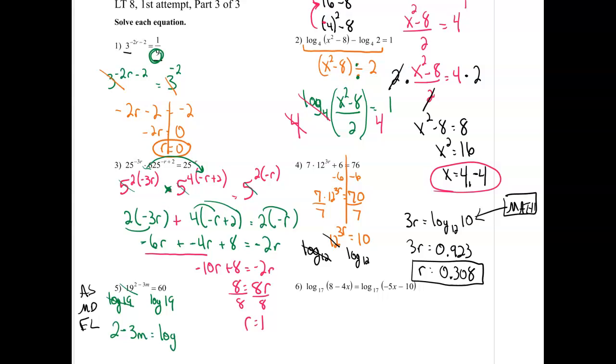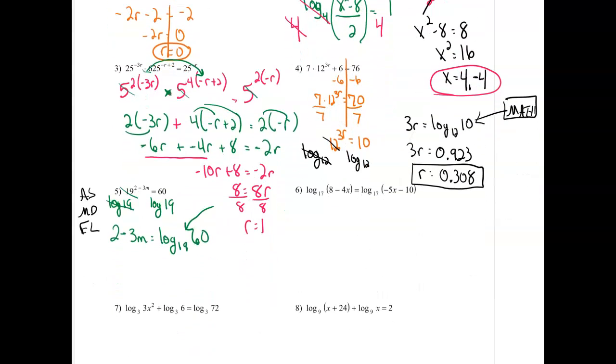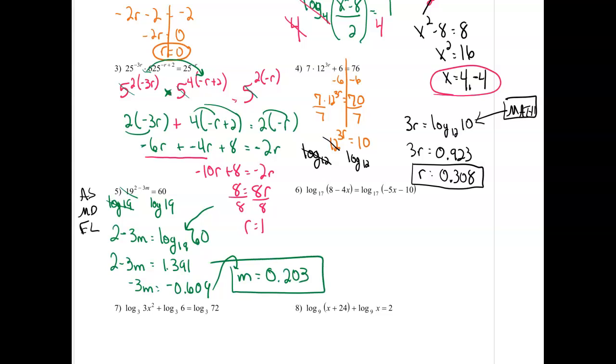On the right side, this is where I would now press the math button. Okay, so log, put that little 19 in, put in the 60. And when I do that, I get 1.391. And now I'm just going to work to get m by itself. So I'm going to subtract the 2. And then divide by that negative 3. And when I'm done, that leaves m at 0.203.